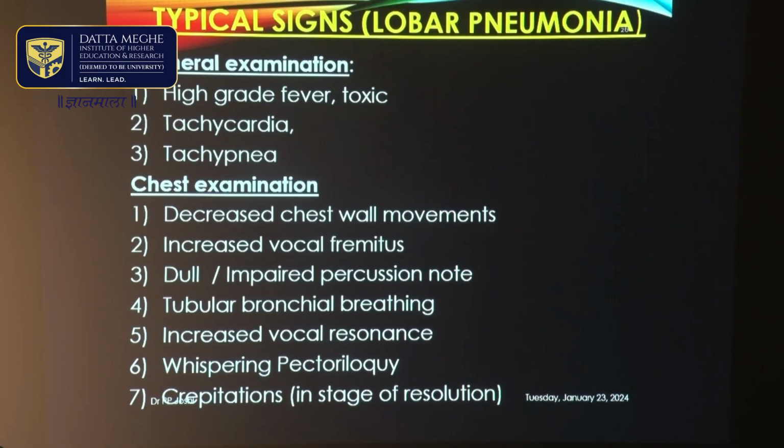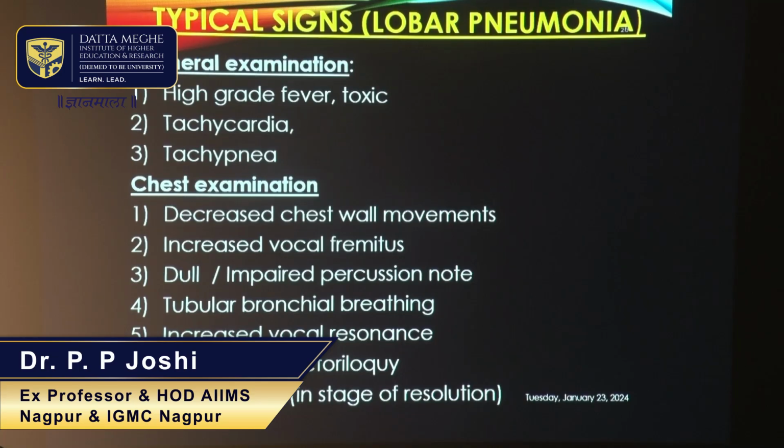And percussion note is dull or impaired, and on auscultation we find that the air entry is decreased in the area of consolidation, and the patients have tubular bronchial breathing, which is high-pitched bronchial breathing. And they have increased vocal resonance, which means that if you put your stethoscope on the chest and ask the patient to say 1, 2, 3, it is heard very nicely in the ears. That is increased vocal resonance.